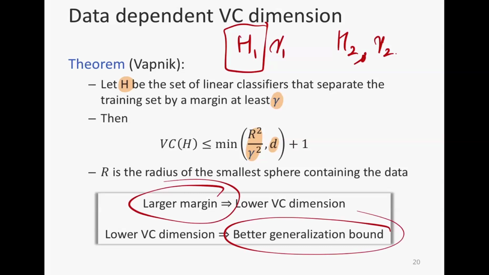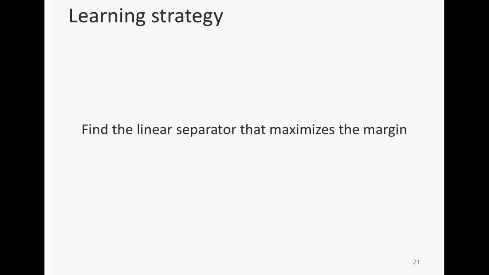That motivates the plan for support vector machines. Instead of finding any linear classifier that separates the data, which is what perceptron did, right? As long as it separated the data, the perceptron stops updating. Instead of finding any linear classifier, let's find a linear classifier that tries to maximize the margin. If you maximize the margin, you lower the VC dimension. If you lower the VC dimension, you have a better chance of generalizing. That's the learning strategy that we are going to operationalize today.